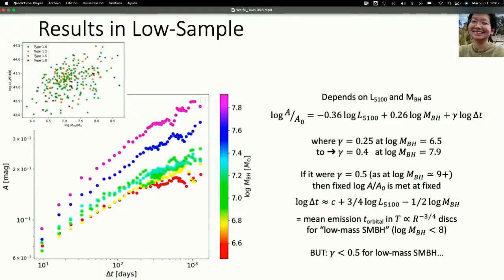Now, if the slope was 1/2 in these structure functions, then the dependence seen otherwise with luminosity and black hole mass would also mean that shifting the time axis by mean orbital time scales would again make a universal structure function. But the point is the slope isn't a half, so this is still a puzzling element here. Now, the other thing is here you see a dependence of black hole mass, and in the high mass sample I did not show any such thing.